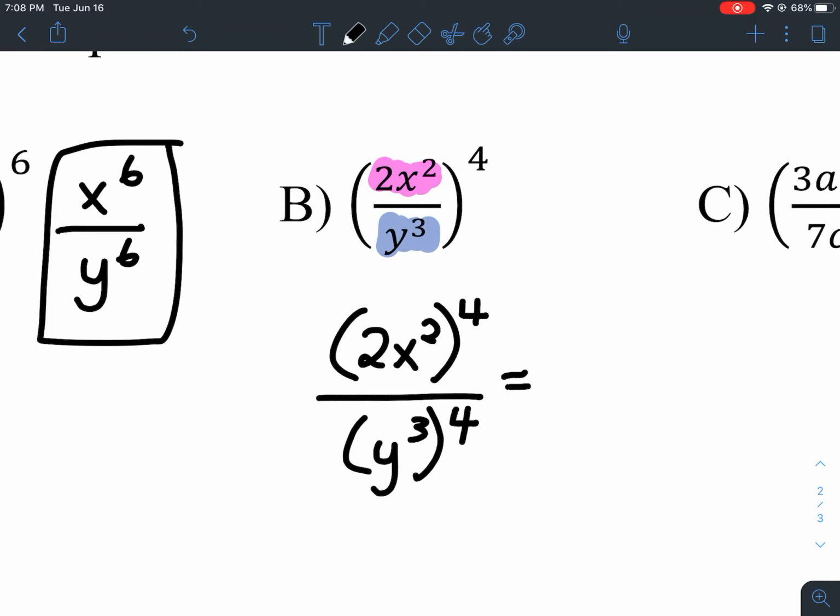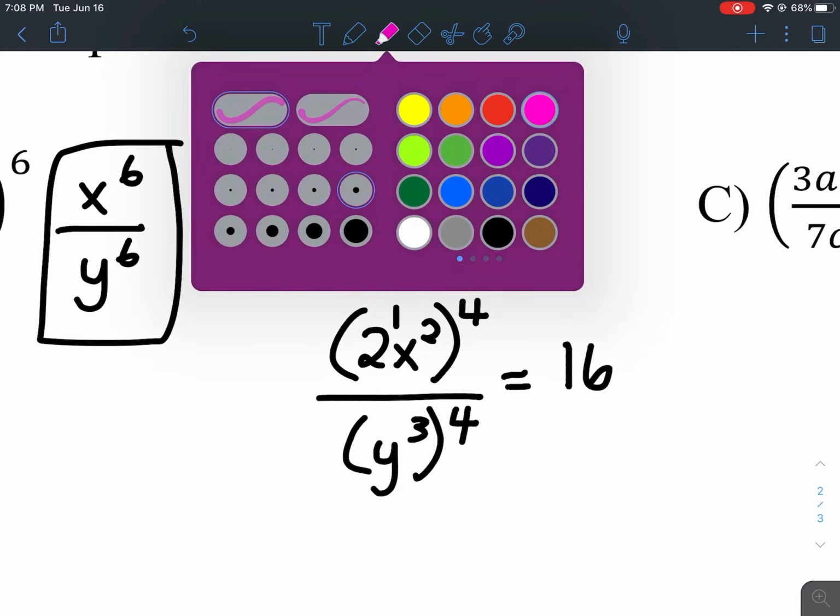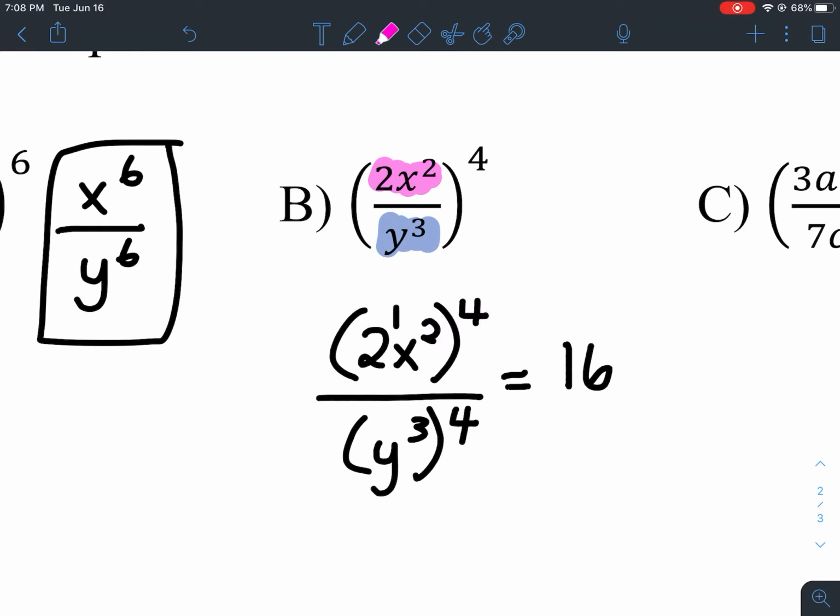So what you do here is you don't do 2 times 4. There's an invisible 1 here, so it's actually 1 times 4. So what you end up with is 2 to the 4th power, which means 2 times 2 times 2 times 2, which is 16. And then you multiply your 2 times 4 here, which is 8.